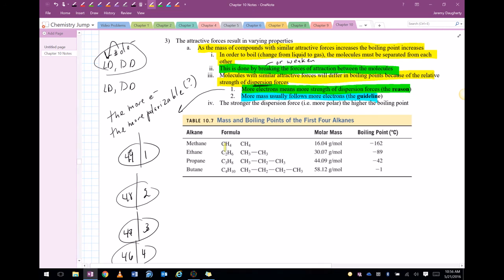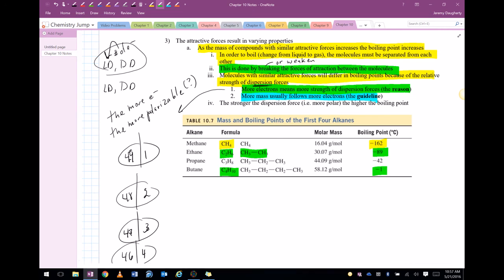So here we can see with these organic alkanes, we've got CH4, which only has a handful of electrons, has a boiling point of negative 162. In other words, it's pretty easy to make that change from a liquid to a gas. It doesn't take much energy at all, negative 162 degrees Celsius. Ethane, a little bit bigger, so more electrons, has a boiling point of negative 89, so it takes more energy. Skip up to butane. A lot of electrons, takes a lot more energy to make it turn into a gas.